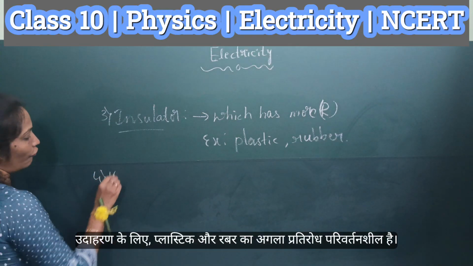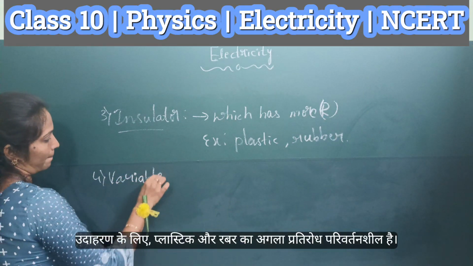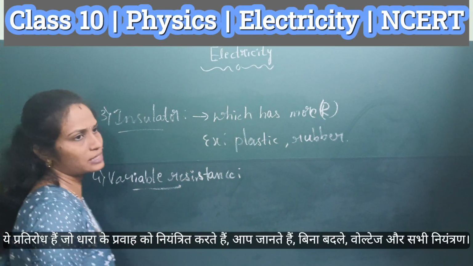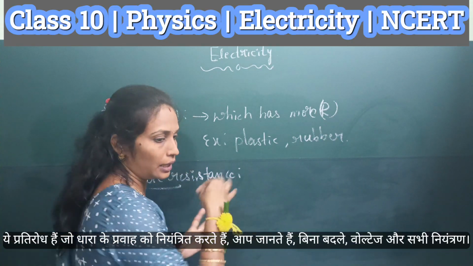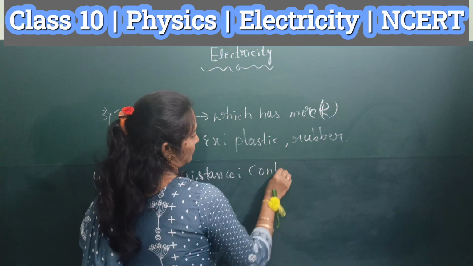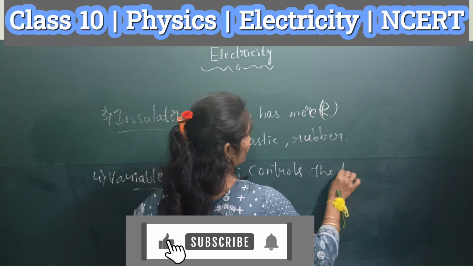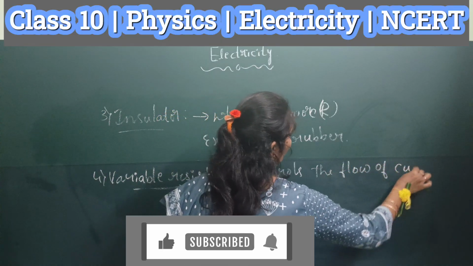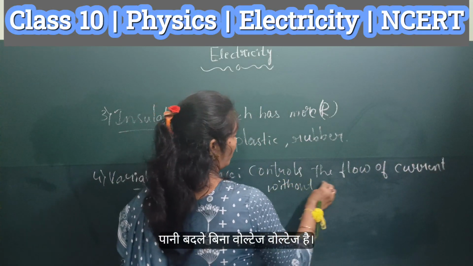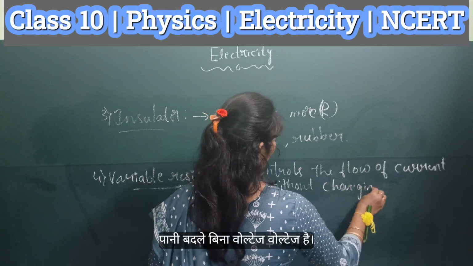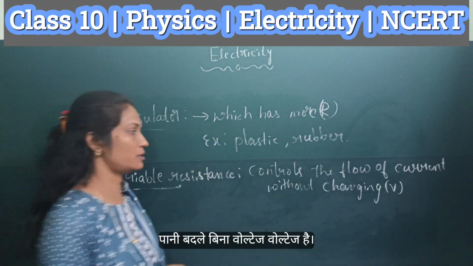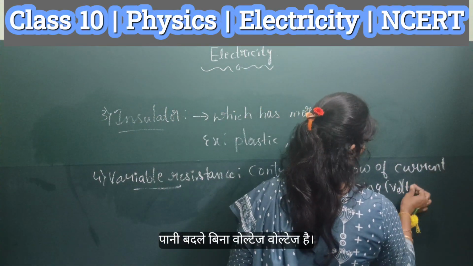Next one is variable resistance. These are the resistances which control the flow of current without changing the voltage. That is voltage.